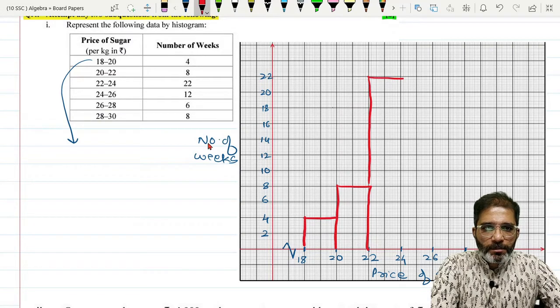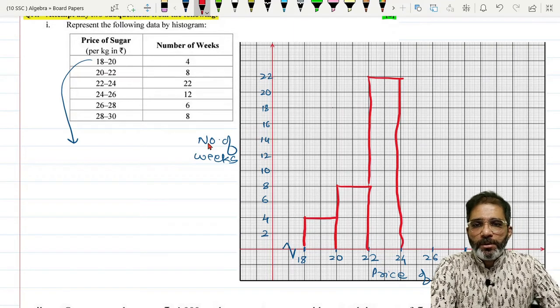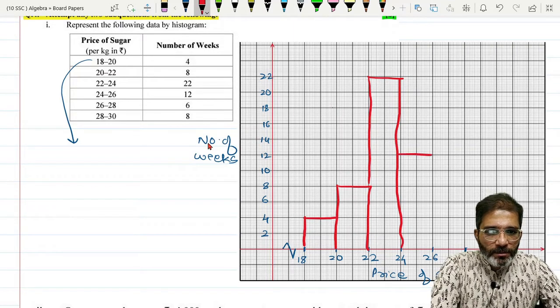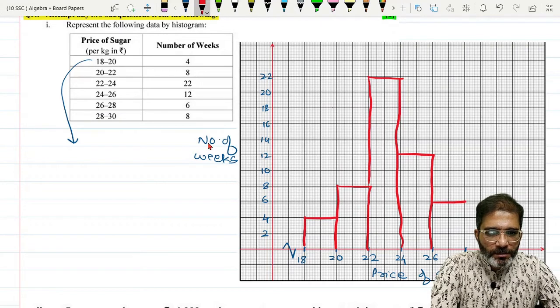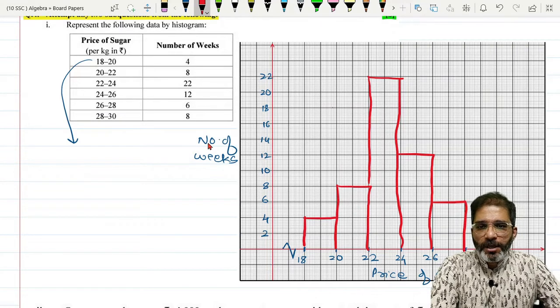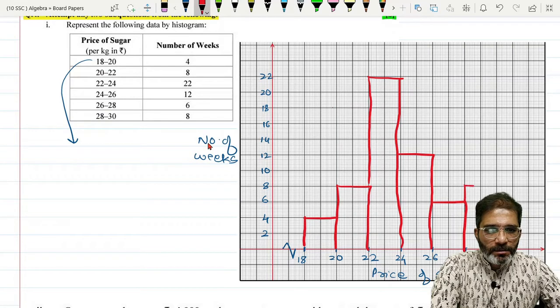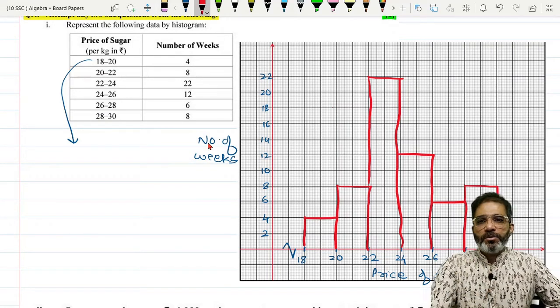8. The next is 22. The next is 12. Students, we have to use the scale for drawing this. Okay, after 12 it is 6, and for the last class it is 8. Okay, so all the histograms are to be drawn with scale only, students.